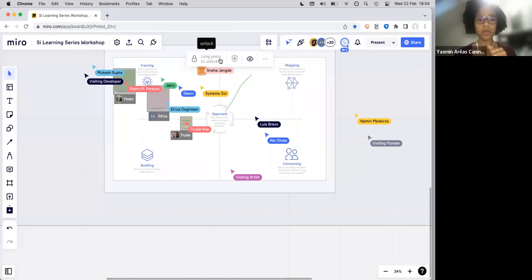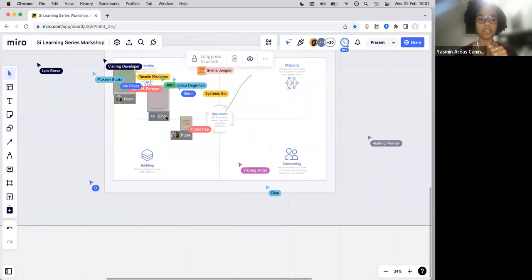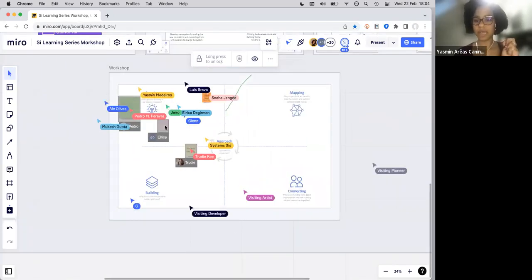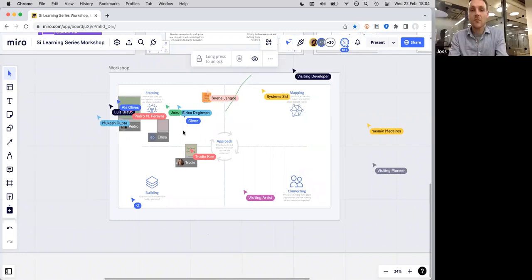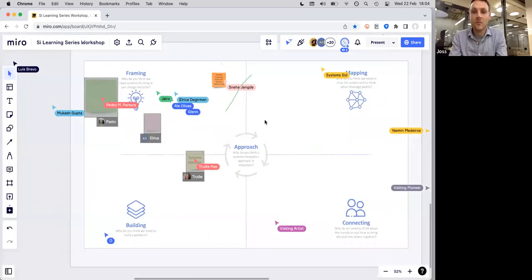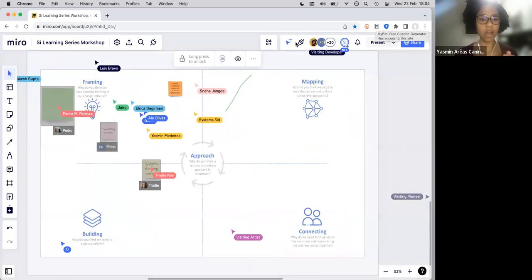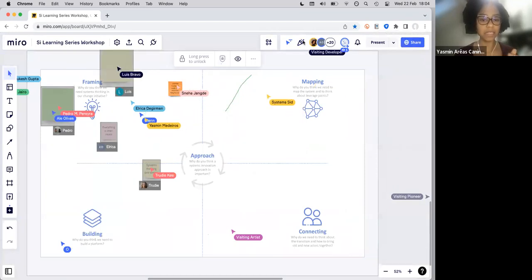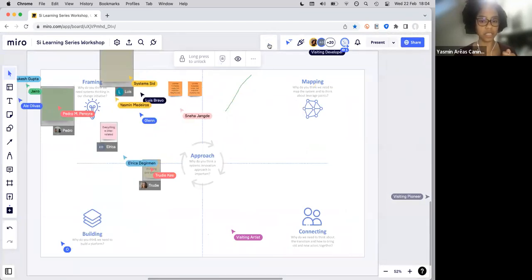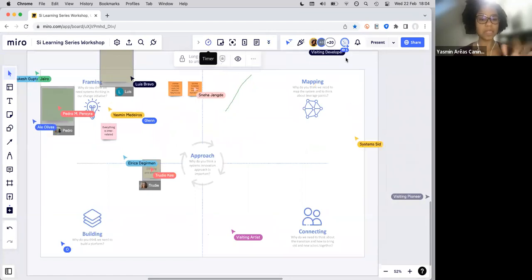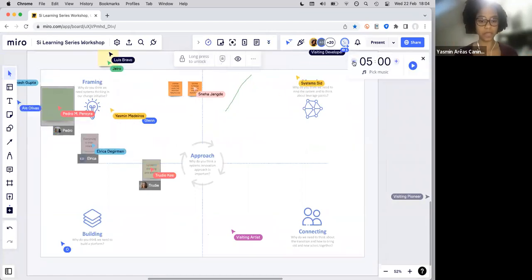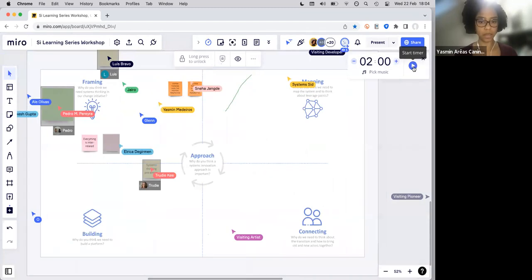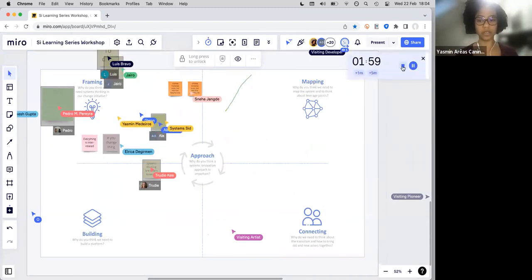And we can start here with the framing, right? So we are going to have 2 to 3 minutes to post sticky notes here to why do you think we need systems thinking in our change initiatives. So 2 minutes, and then we're going to talk about this part. Okay, and then we're going to move to the other ones all together. But 2 minutes on the clock.